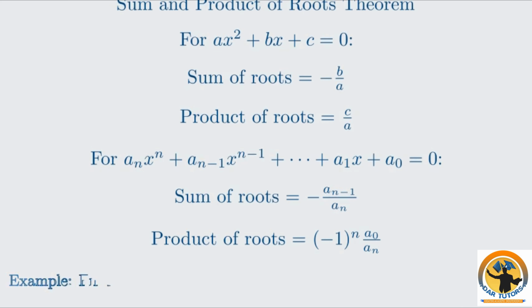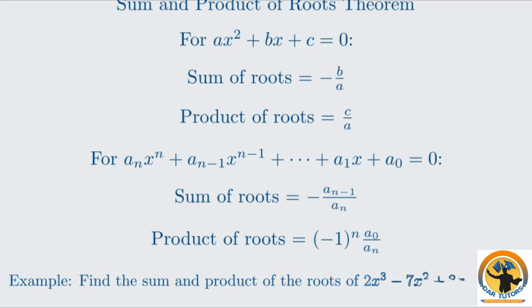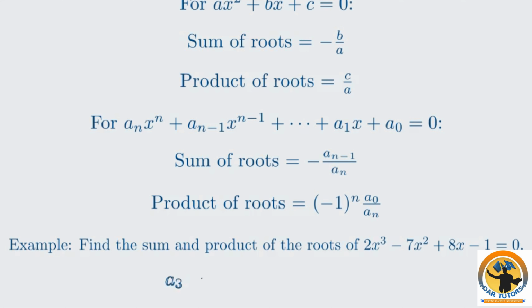Find the sum and product of the roots of the cubic equation 2x cubed minus 7x squared plus 8x minus 1 equals 0. First, let's identify our coefficients. The leading coefficient, a sub 3, is 2. The coefficient of x squared, a sub 2, is minus 7. And the constant term, a sub 0, is minus 1.